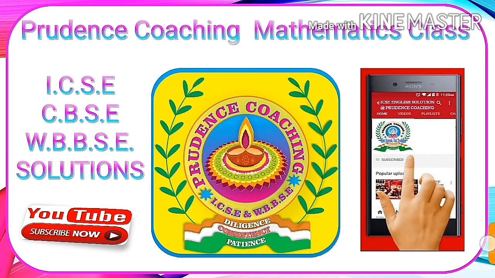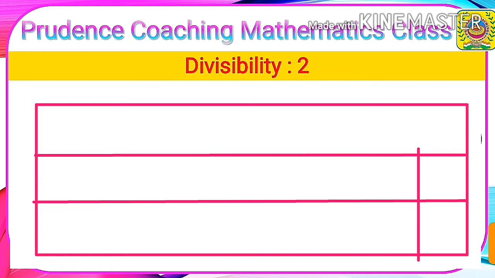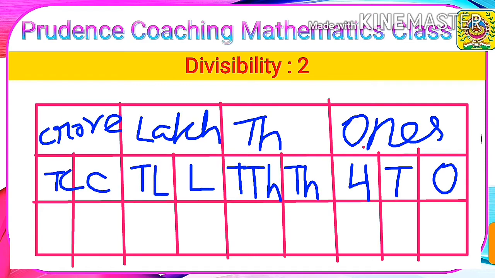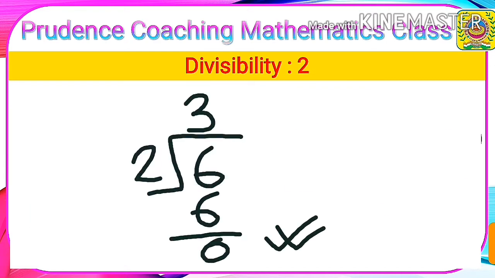So let's start. My dear students, let us start with the simplest one, that is to check whether a given number, which may contain as many digits, it doesn't matter here, is divisible by 2. You need not divide the complete number by 2. What you need to do is check the digit in the unit place. If the digit in the unit place is either 0 or a multiple of 2, that means the complete number is divisible by 2.